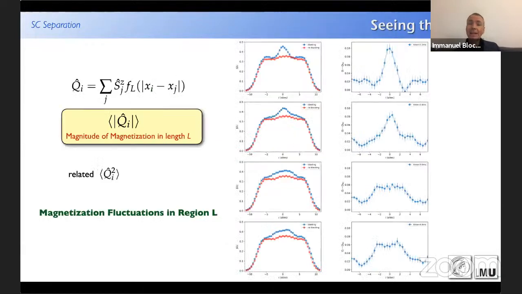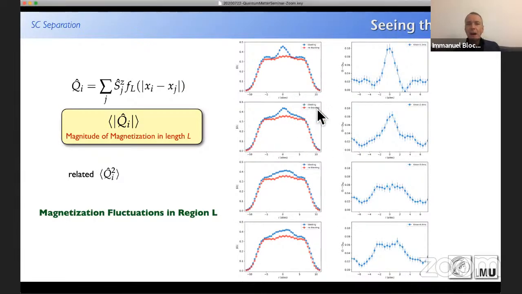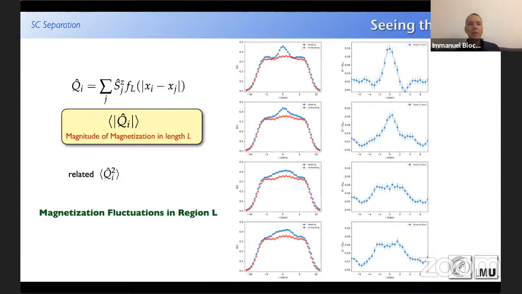You can look at also magnetization fluctuations. So you can ask, actually, if you sum up the SZ values within a certain region of space and take the absolute value of them, or the square of the sum of the magnetization in a certain region, you can look at magnetization fluctuations, thereby also reveal how the spinon is spreading in the system.